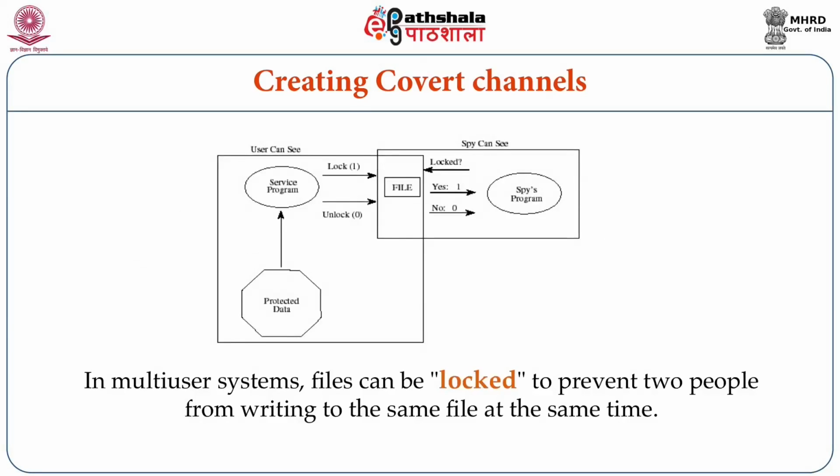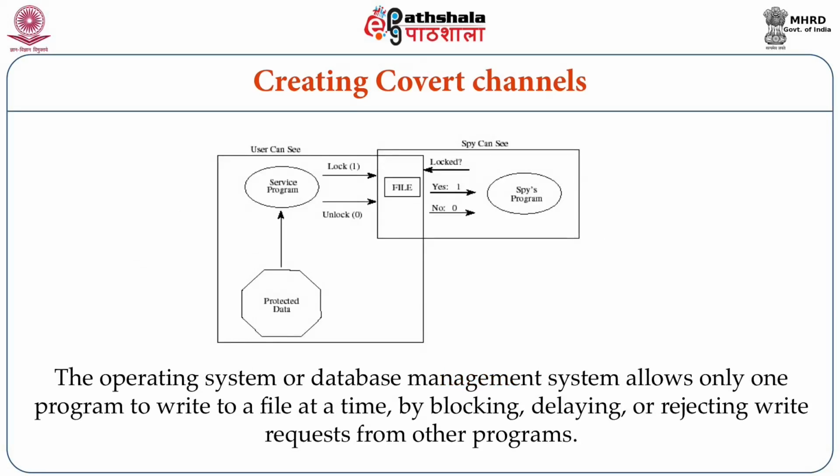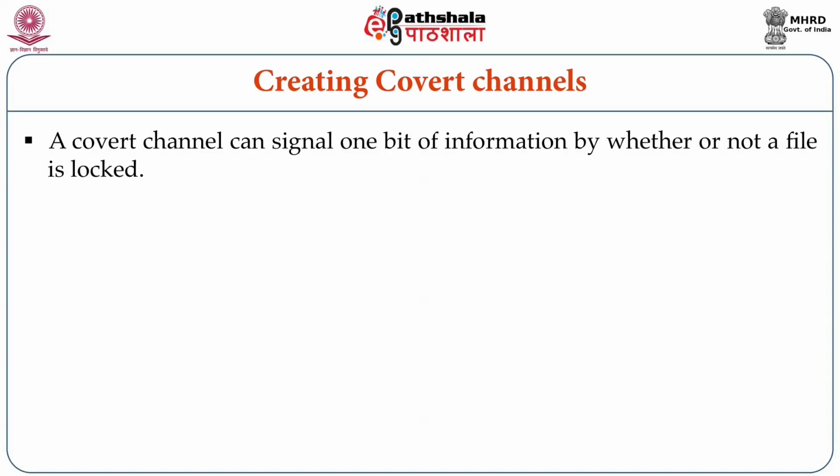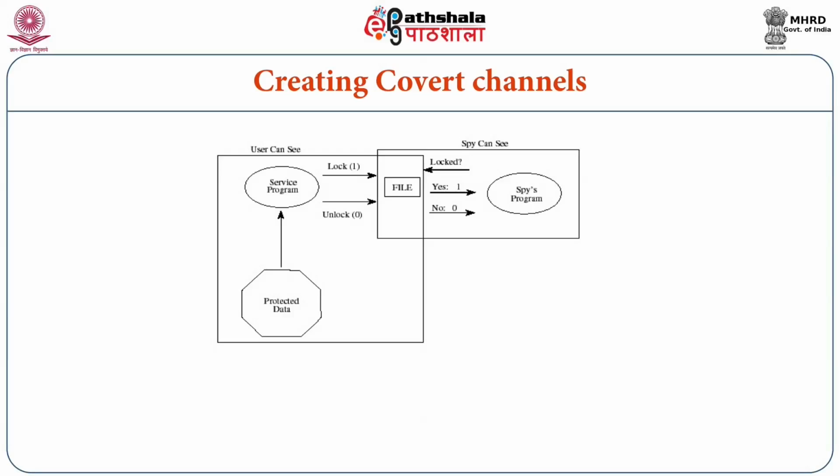In multi-user systems, files can be locked to prevent two people from writing the file. So if the operating system or database management system is allowing only one program to write a file at a time, by blocking, delaying or rejecting write requests from other programs, a covert channel can signal 1 bit of information by saying whether the file is locked or not. So you can see the figure.